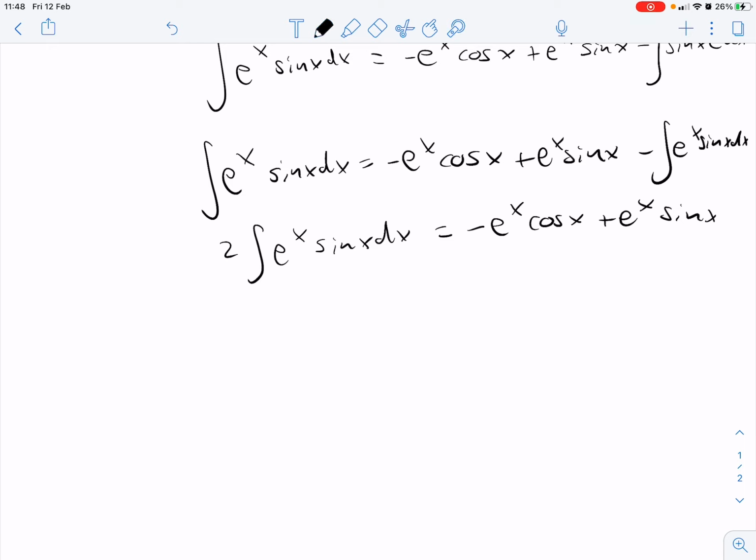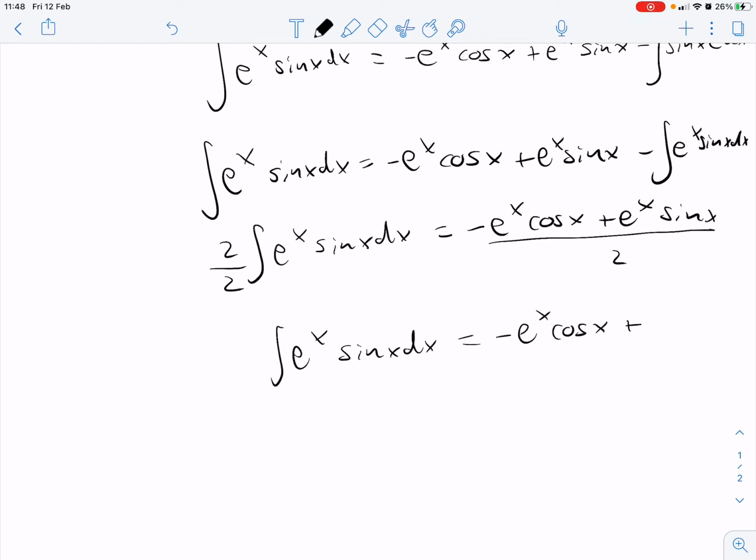So in this case, I'm going to multiply every term by a half. If I multiply this side by a half and this side by a half, what you'll notice I get is 2 over 2 is just 1, so I can write that as the integral of e to the x sine x dx equals minus e to the x cos x plus e to the x sine x, all over 2, and that is your answer.